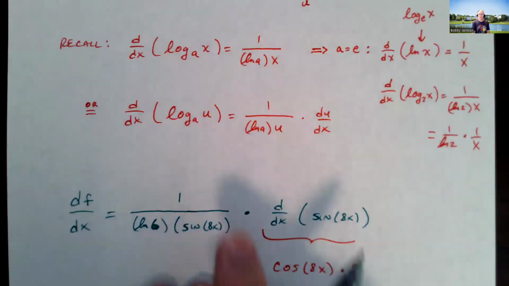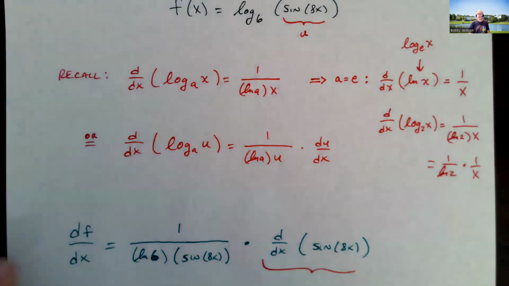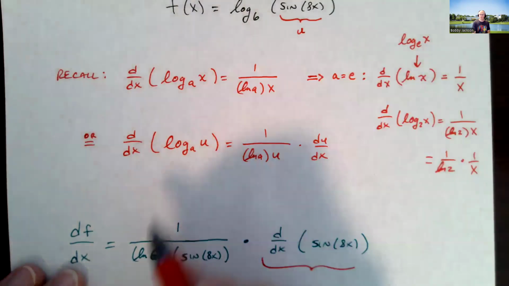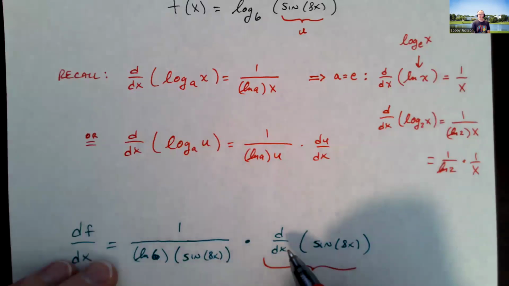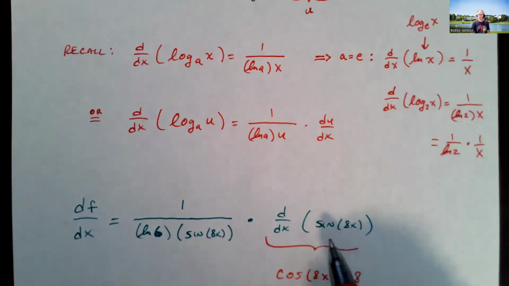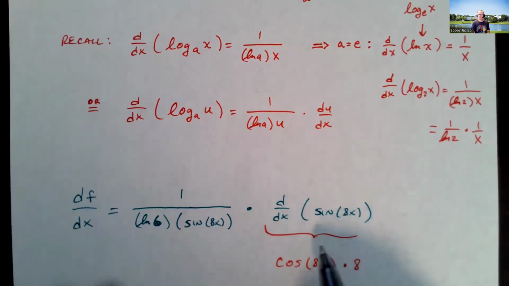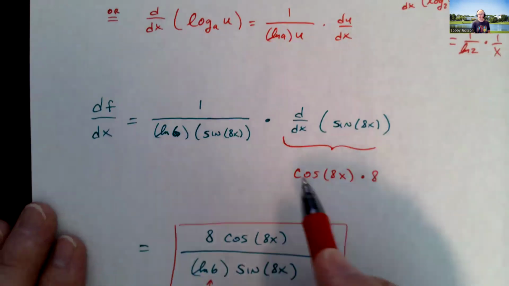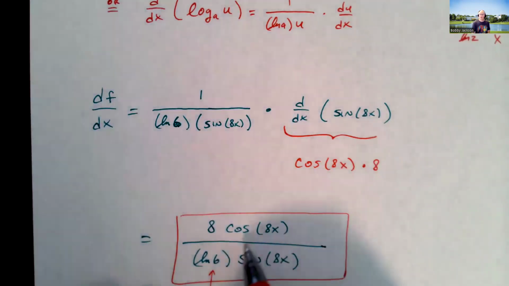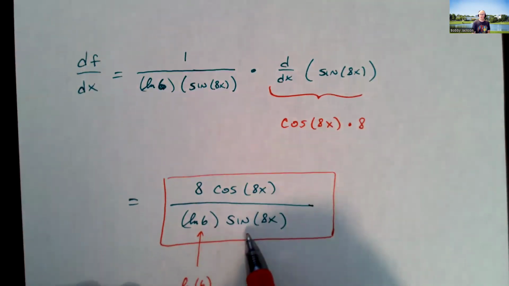And so the derivative is, in this case, log base 6, so a is equal to 6 here. So I get 1 over the natural log of 6 times u, and u is sine of 8x, and then times the derivative of that inner function. The derivative of sine of 8x, by the chain rule: the derivative of sine is cosine, so we evaluate the inner function 8x, times the derivative of the inner function, the derivative of 8x, which is 8. Cleaning this all up, we have 8 times cosine of 8x divided by the natural log of 6 times sine of 8x.